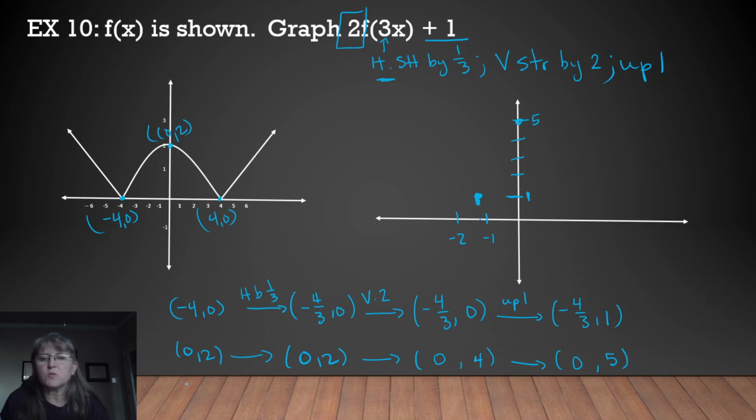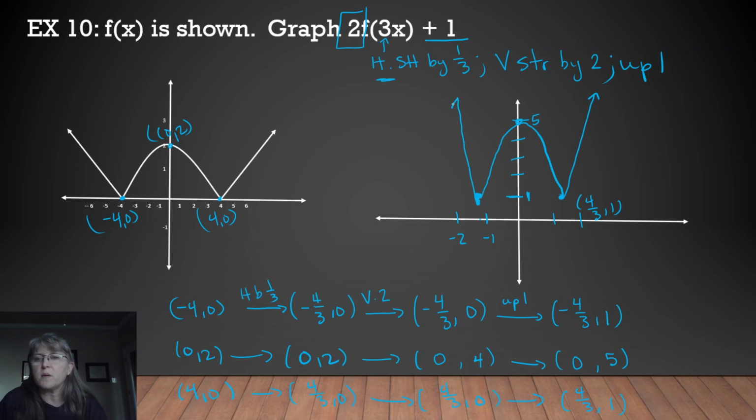Okay, and then our last one, we're going to go at 4, 0. Well, it's going to have the same impact that -4, 0 did. So I'll end up here. And then I just connect the same way that it's in the original picture. So between these 2 points, it was this upside down U. And then on the outside, it was straight lines.